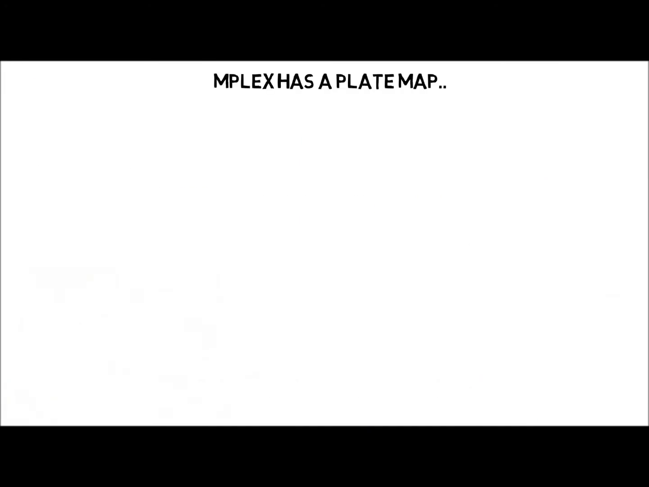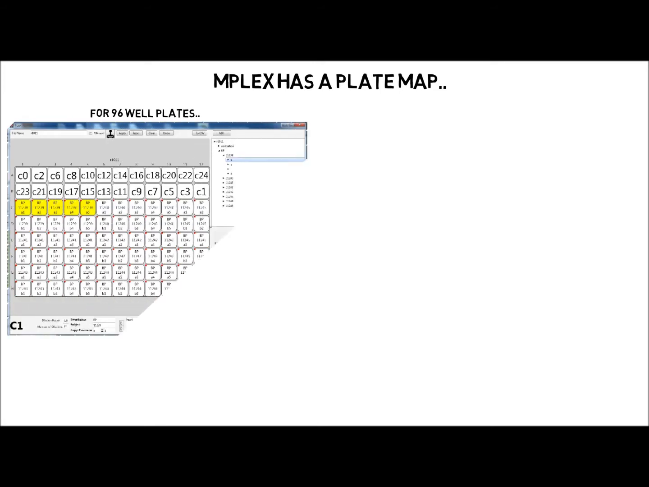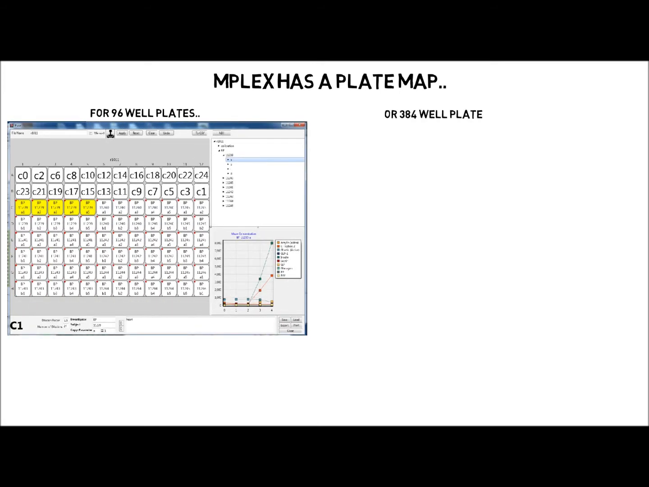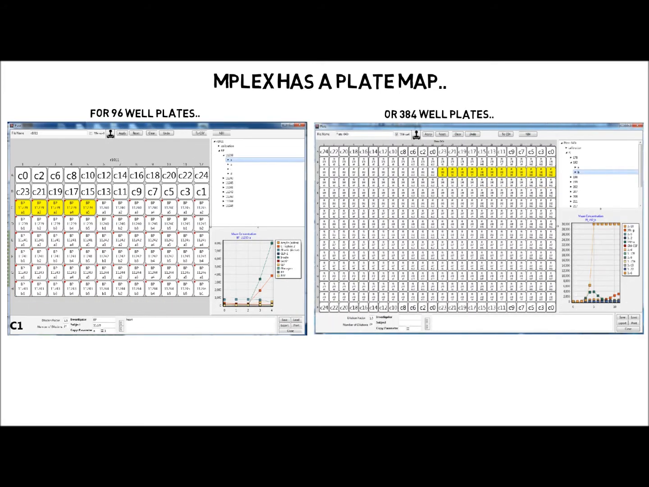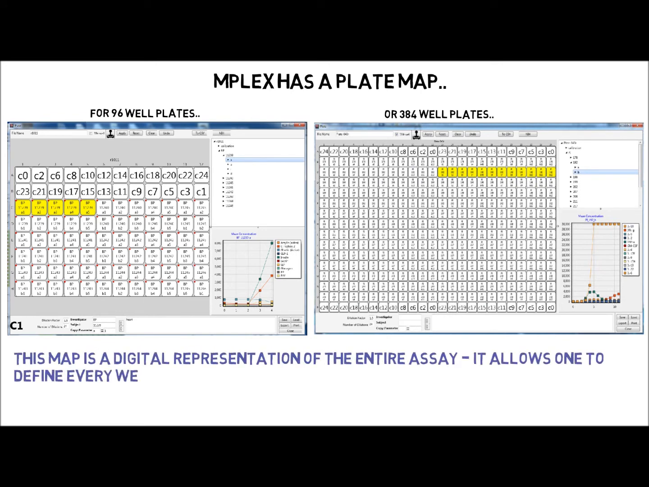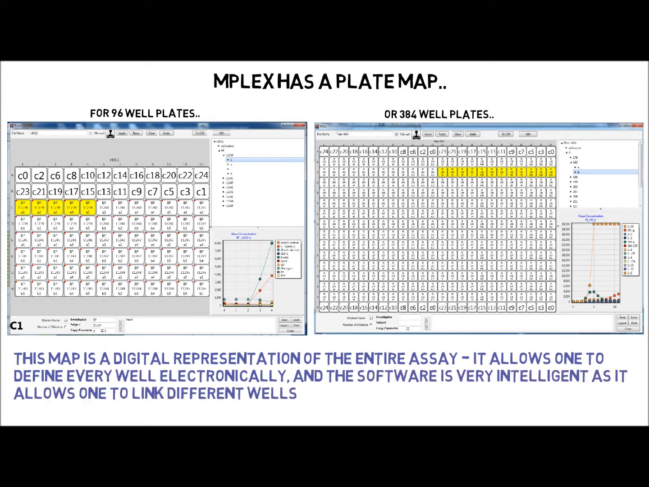MPLEX has a unique plate map for both 96 well plates and 384 well plates, and this map is a digital representation of the entire assay. It allows one to define every well electronically, and the software is very intelligent as it allows one to link different wells and plot dose response curves directly.